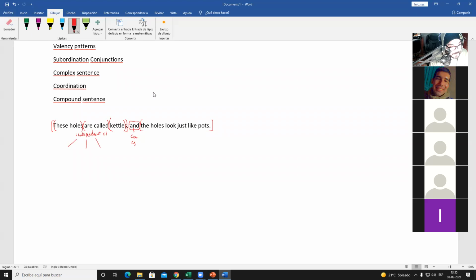The first one of them is a noun phrase, subject. The other one is a verb phrase, verb. And the other one is a noun phrase, object.